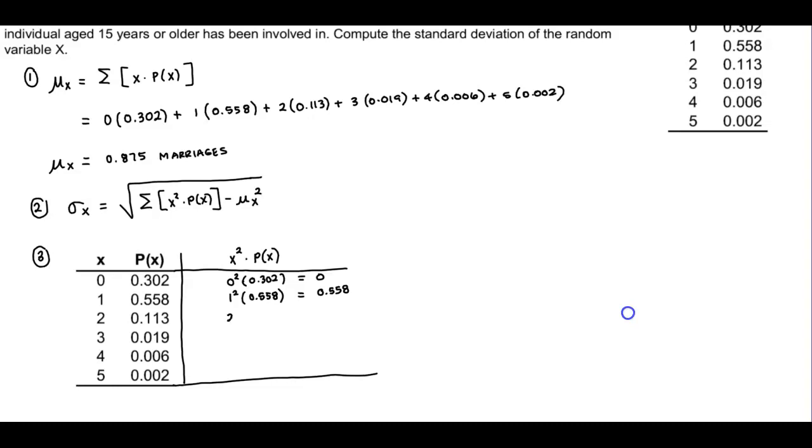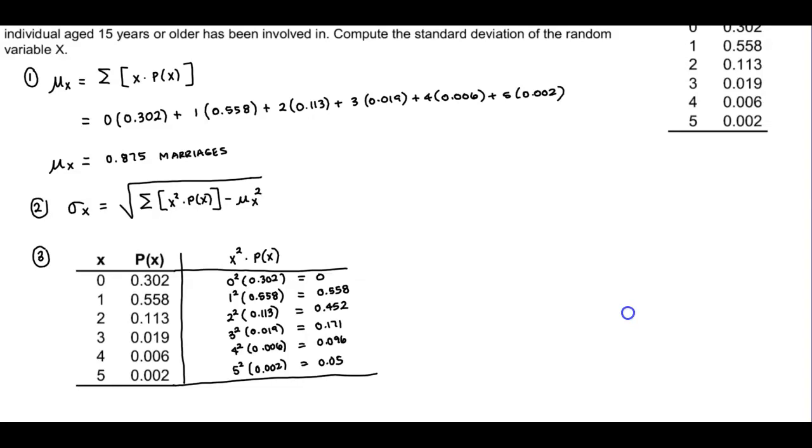Then we take 2 squared and multiply by its probability, 0.113, and that gives us 0.452. Then we take the value of 3, square it and multiply by 0.019, and that gives us 0.171. Then we take 4, square it and multiply by its probability, 0.006, and that gives us 0.096. Then we take 5 squared and multiply by its probability, 0.002, which gives us 0.05.